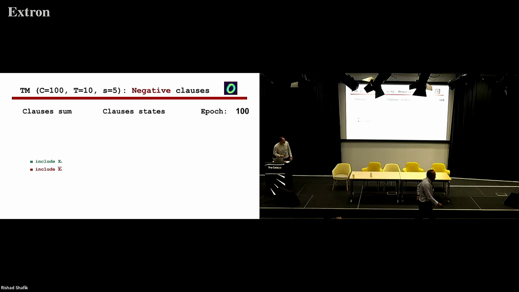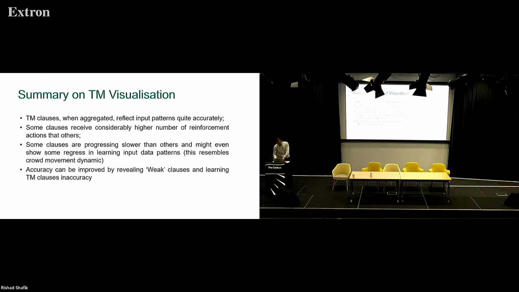And this post-processing could be aggregating clauses and then maybe selecting those which are well progressing, which are the most important, then cutting off, doing sort of pruning, so cutting off those which are less important or badly progressing or even wrong for this particular Tsetlin machine. Right, so that was a summary on the visualization.